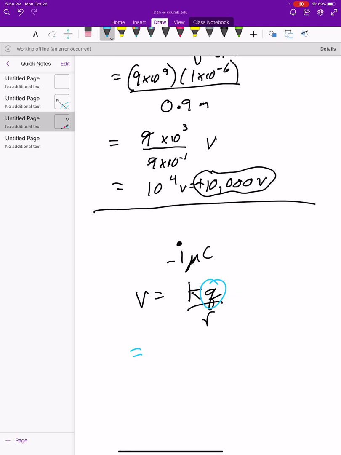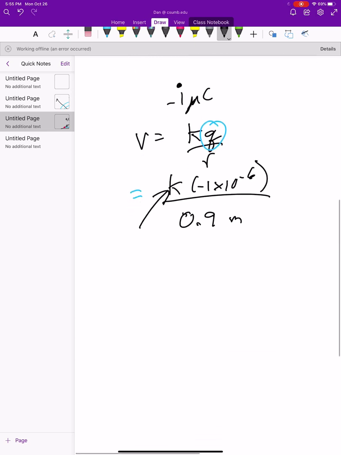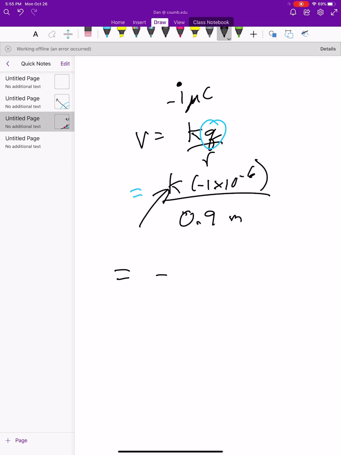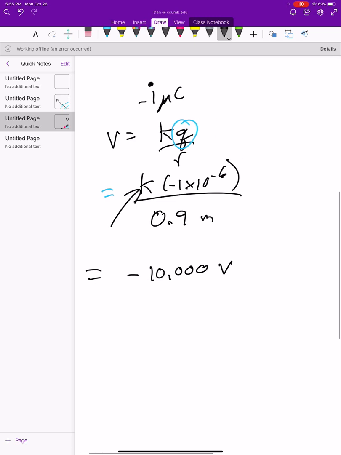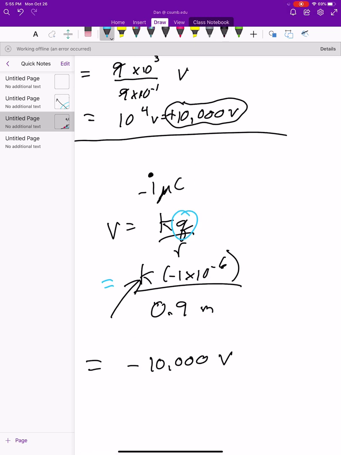So it's going to be equal here to K times minus 1 times 10 to the minus 6 divided by, I'll go with the same, 90 centimeters, 0.9 meters. And K, again, K is 9 times 10 to the 9th. I should have written that in. But I'm going to end up with the same calculation with the exception that it's going to be negative 10,000 volts at that distance away from the negative charge. So if I go 90 centimeters away from this charge here, no matter where I go, 90 centimeters away from it, it's going to be a negative voltage.